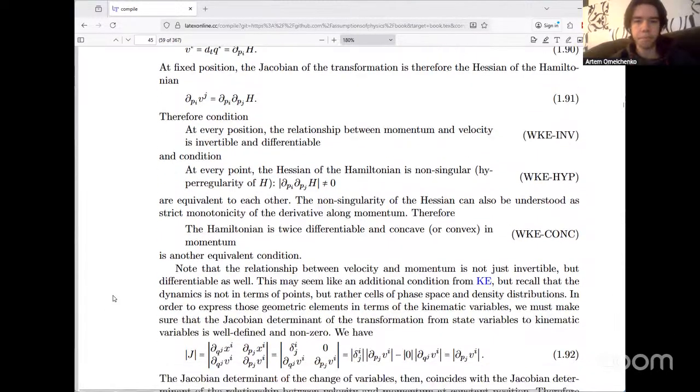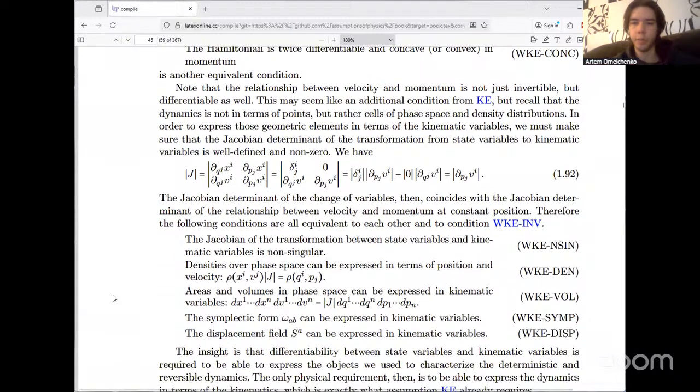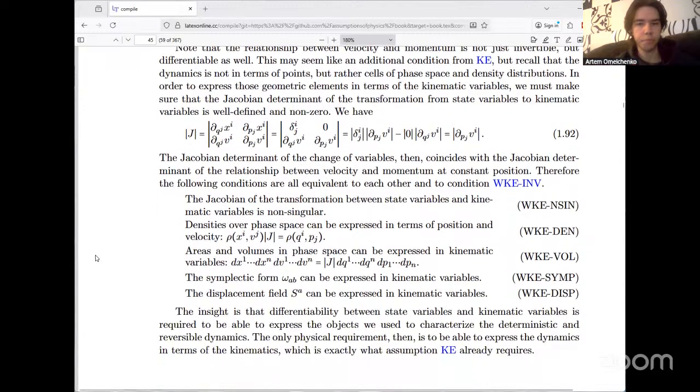Note that the relationship between velocity and momentum is not just invertible, but differentiable as well. This may seem like an additional condition from kinematic equivalence, but recall that the dynamics is not in terms of points, but rather cells of phase space and density distributions. In order to express those geometric elements in terms of the kinematic variables, we must make sure that the Jacobian determinant of the transformation from state variables to kinematic variables is well-defined and non-zero. We have equation 1.92.